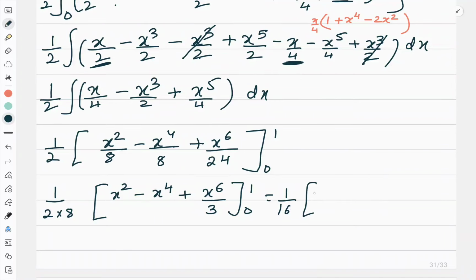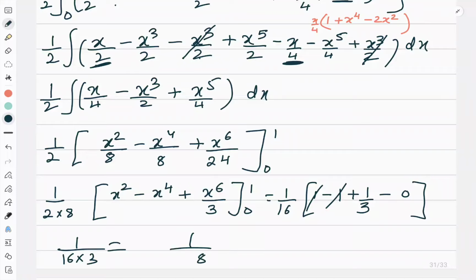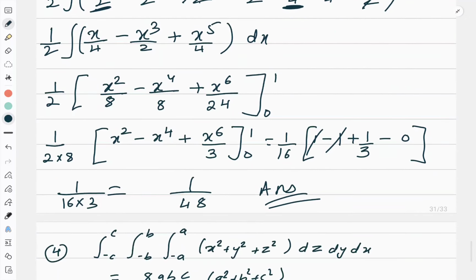Now take the LCM. Oh sorry, put the limit. So I'll have 1 minus 1 plus 1 by 3 minus 0. So all 3 terms will become 0. Plus 1 minus 1 gone. So 1 by 16 into 1 by 3. So 16 times 3 is 48. So this is my answer. Simple. Let's move to the next question.